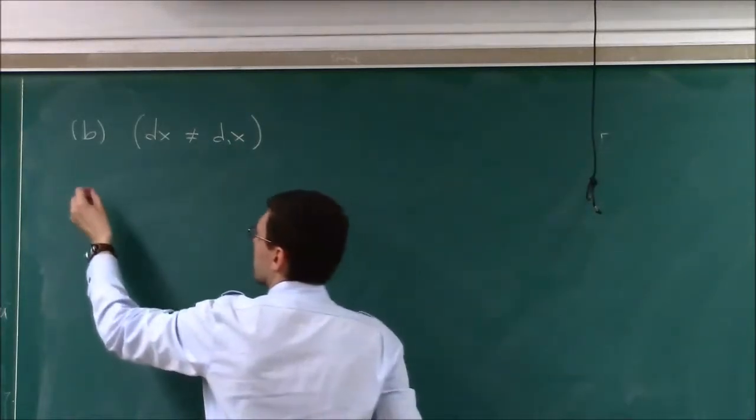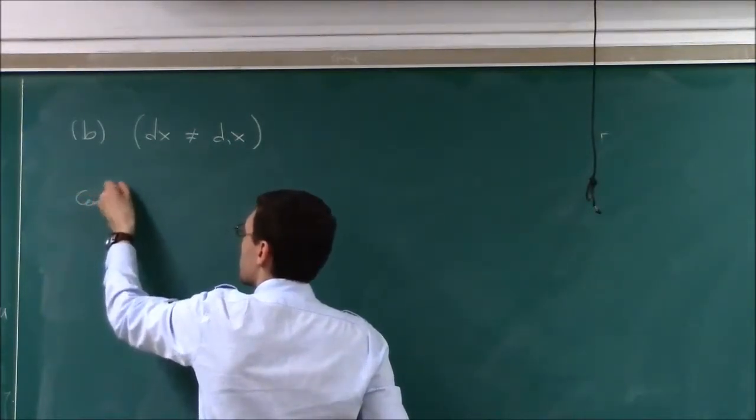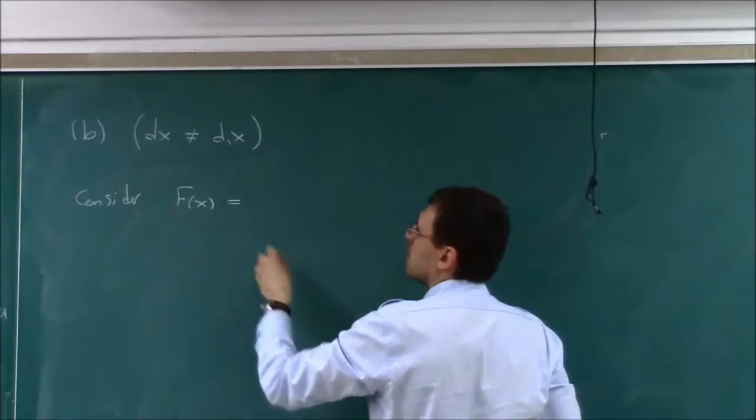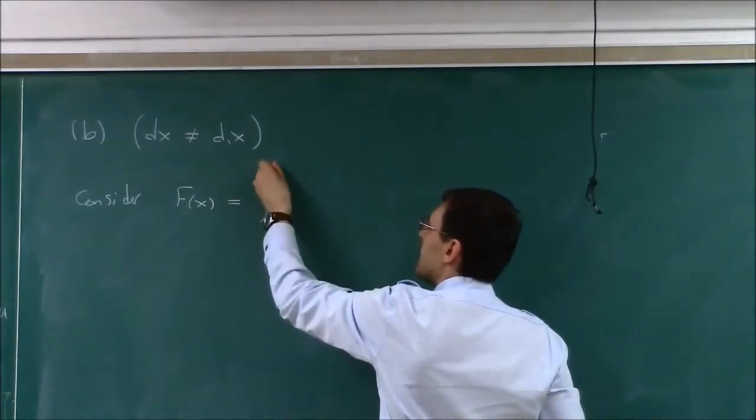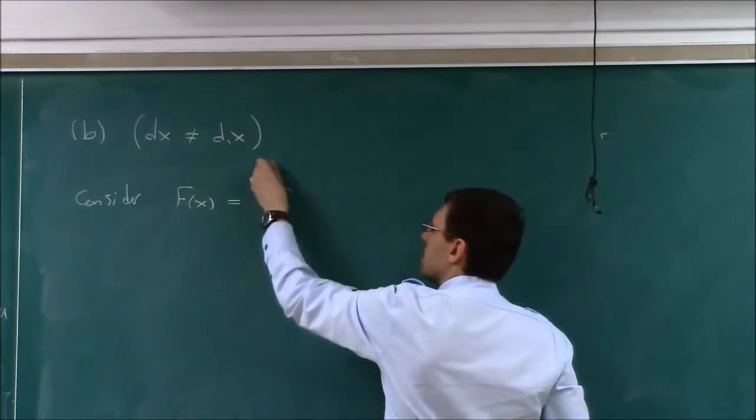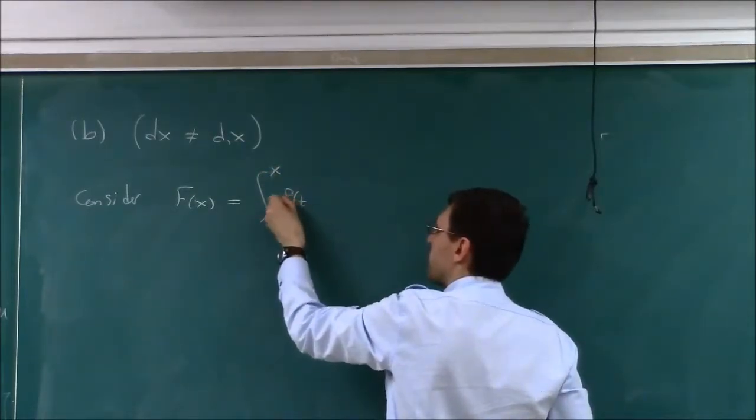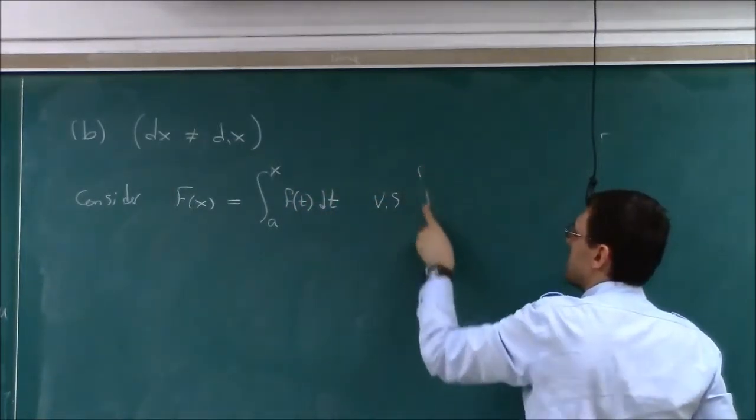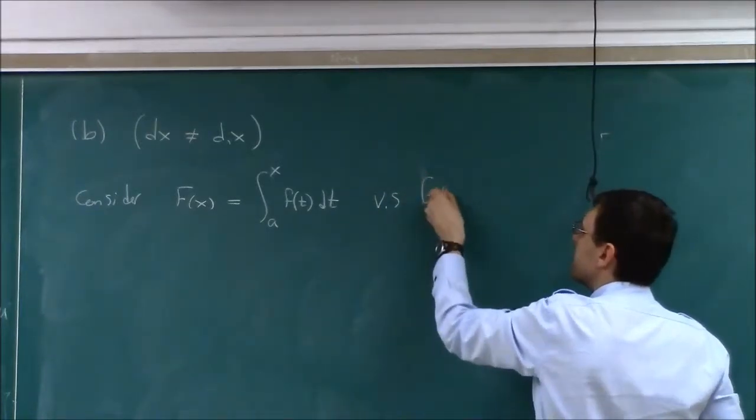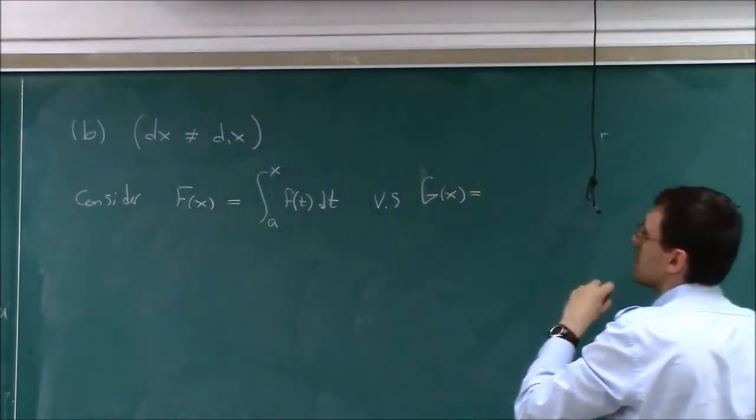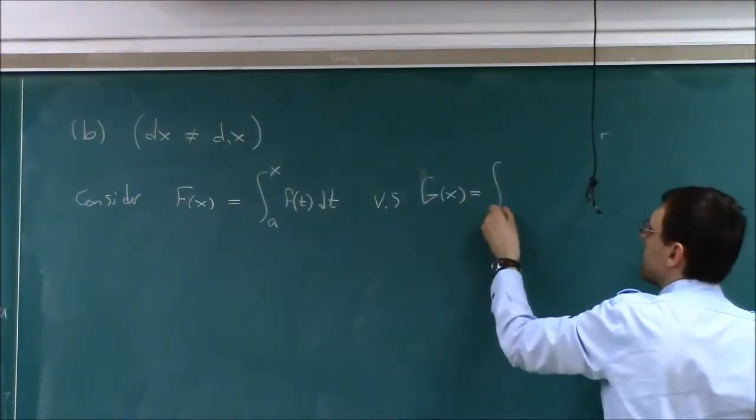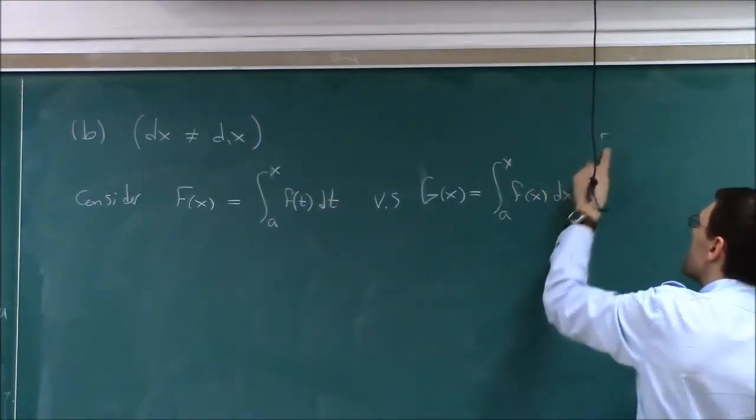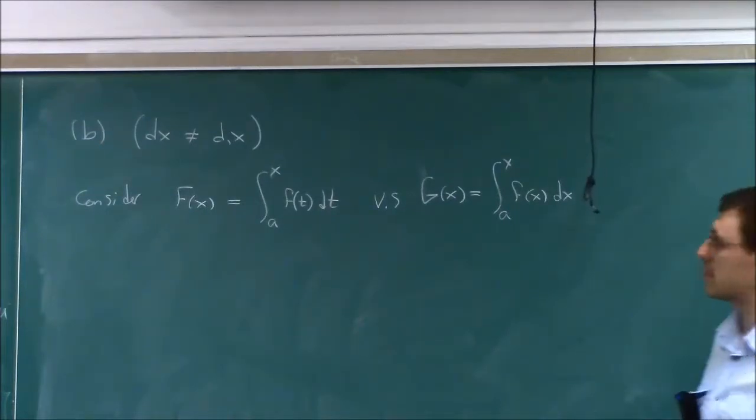So let's try to consider the two functions. Consider f of x to be equal to the integral from a to x, I'm sorry, of f of t dt, versus g of x, which is the integral from a to x of little f of x dx. Okay? Let's try to consider what's the difference between them.